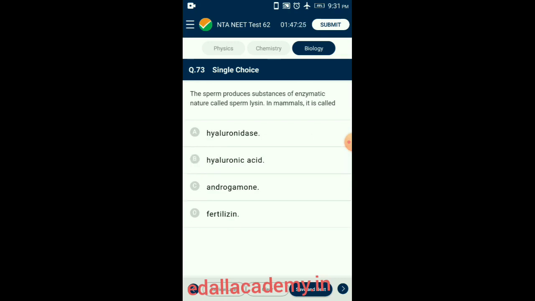Question number 73. The sperm produces substances of enzymatic nature called sperm lysins. In mammals, it is called hyaluronidase, corona penetrating enzyme, and acrosin. They are collectively called sperm lysins and are released from the acrosome during the acrosomal reaction after the sperm entry. So the answer is option A.